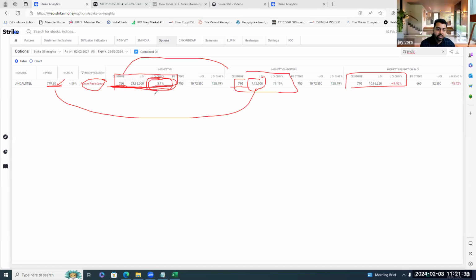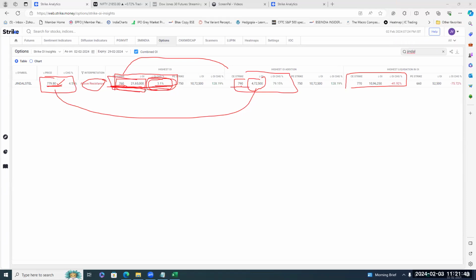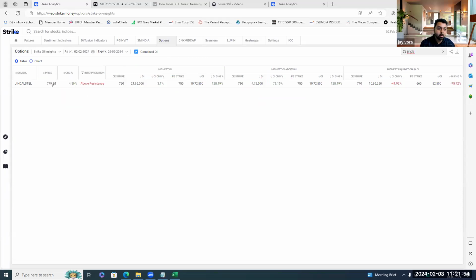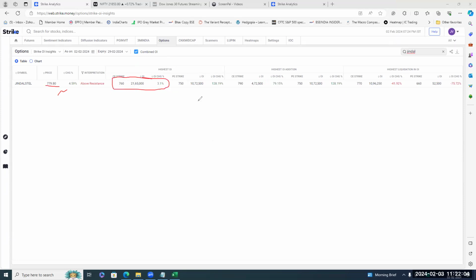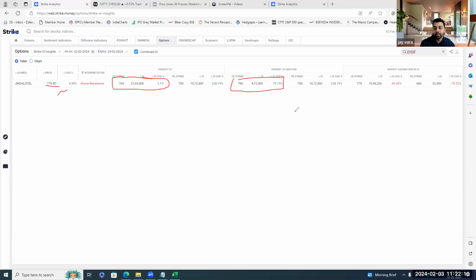So see, firstly, what you need to see first is whether the 760 writers cover or not, because despite it being at 780, why is it that the 760 writers are still standing tall? First thing is that, suppose on Monday morning the stock is sustaining at higher levels and in fact it has gone up a bit, then most likely you will see 760 covering their position. Which means the next thing you need to see is what OI change is coming in 790.